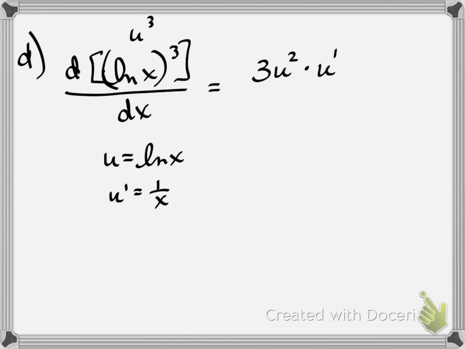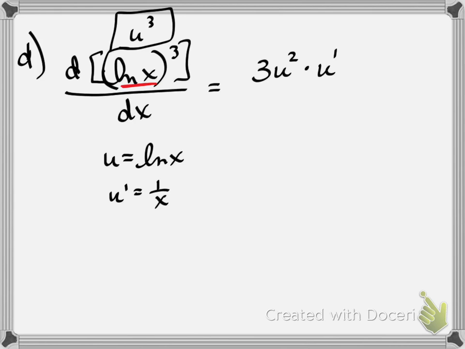I've got to do the derivative of this, the inside part, but then I've got to do the derivative of, no, not the inside part. I'm going to do the derivative of something to a power using power rule, 3u squared. But then I've got to take a derivative of the inside part. So that's the chain rule part.